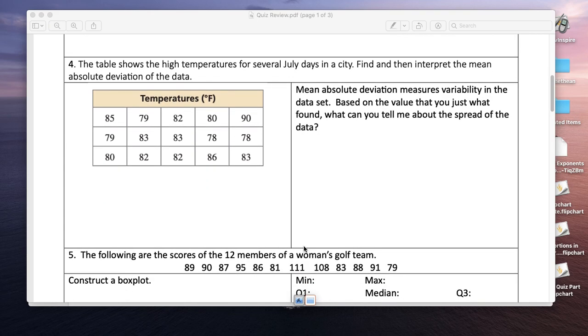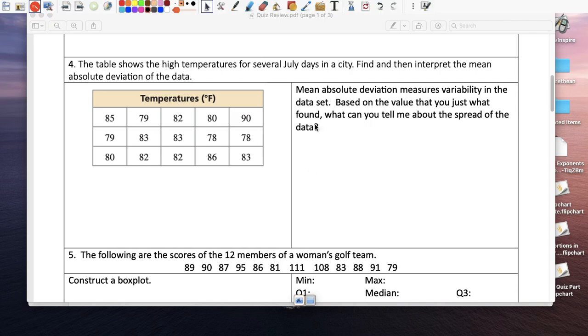The table below shows the height temperature. We want the MAD, the mean absolute deviation. It's talking about how much the data varies around the mean. How far is it from the mean on average? Consistency or inconsistency, that's what the MAD will tell you. So the first thing we need to do is find the mean. So we've got to add all these numbers, which I'm doing right now.